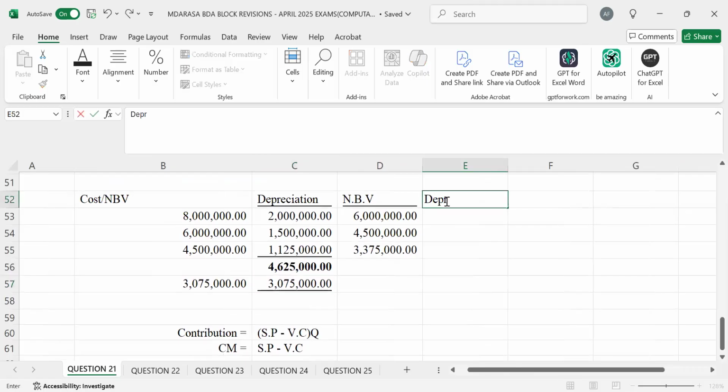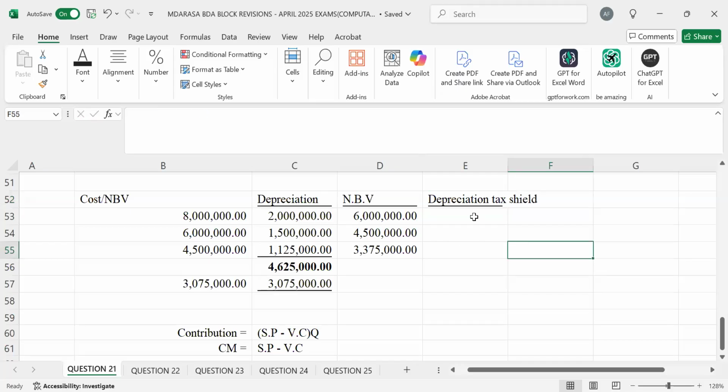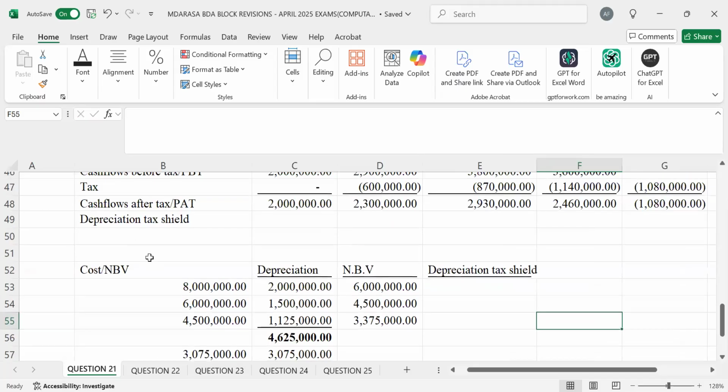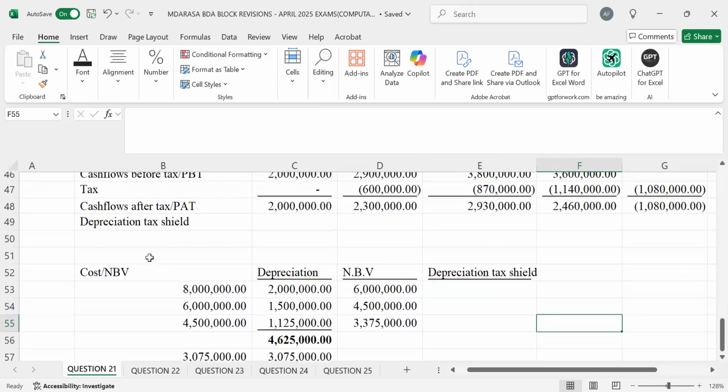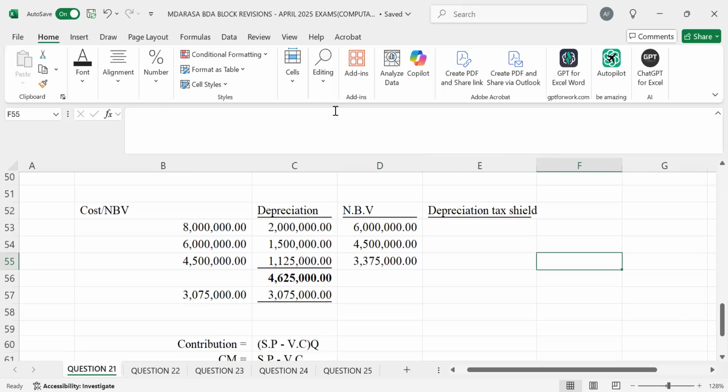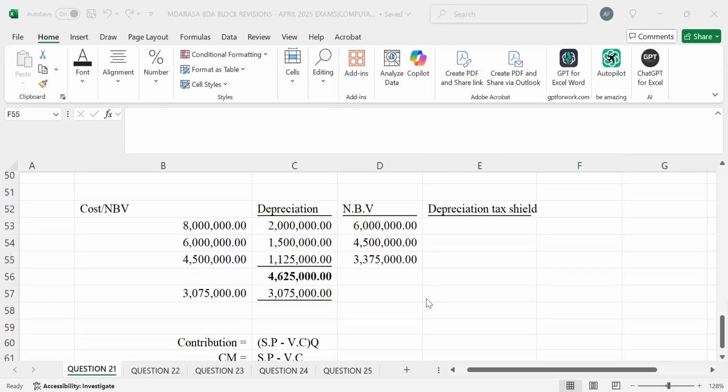So depreciation tax shield. Remember, Mwalimu gave us the concept of depreciation tax shield. Depreciation tax shield in this case, remember, we said at all times... Yes, please. Please repeat the part for year 4, kindly.